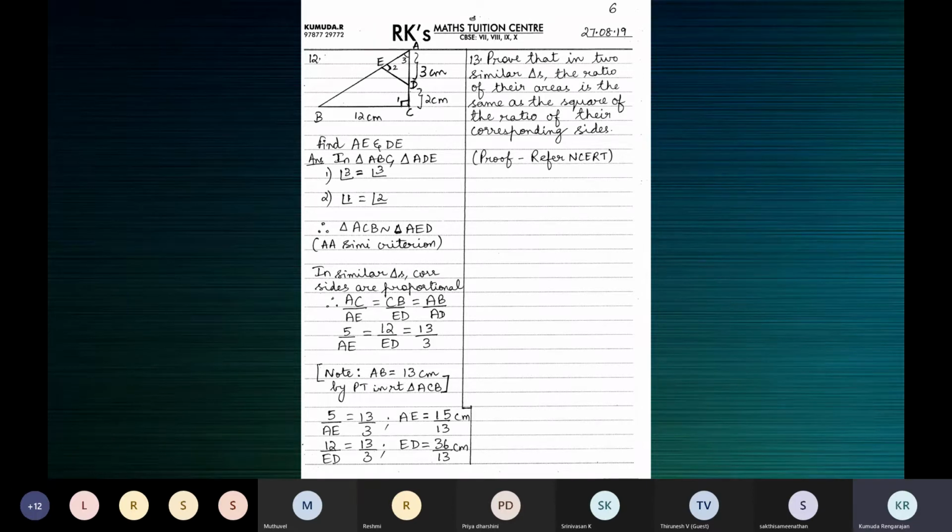Any part of the working not clear, ask me. Ma'am, we want to tell the decimal value. You can leave it as a mixed fraction. Okay, you can write it as a decimal. Mixed fraction also will do.